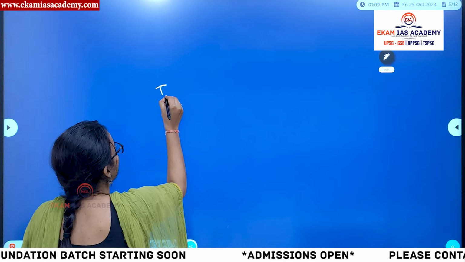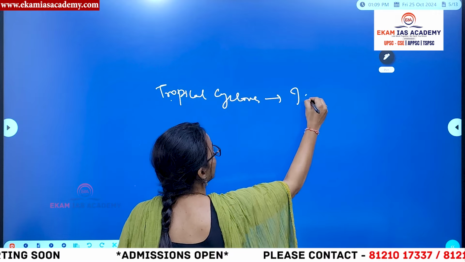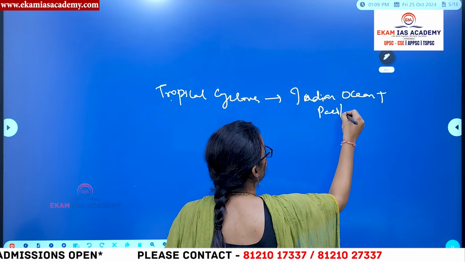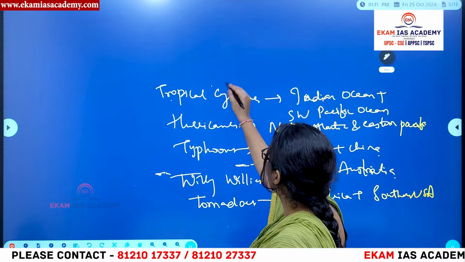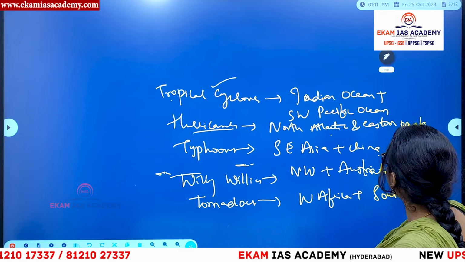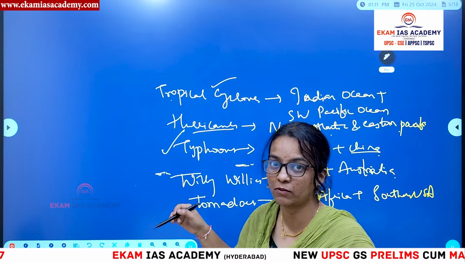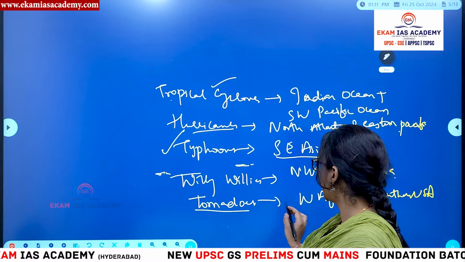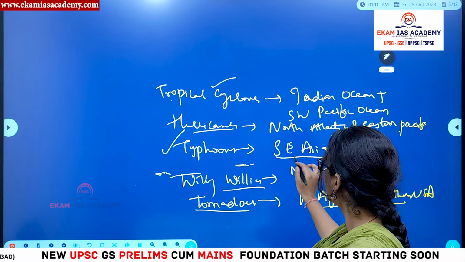For example, tropical cyclones in the Indian Ocean and Pacific Ocean. Okay, we will see the names. In the Indian Ocean and Southwest Pacific Ocean they are called tropical cyclones. In the North Atlantic and Eastern Pacific they are called hurricanes. In Southeast Asia and China they are known as typhoons. You must have seen in the newspaper, typhoons occurring at the southeast coast, and also tornadoes in West Africa and southern USA. Willy-willies in northwest Australia. Typhoon, Southeast Asia and China.